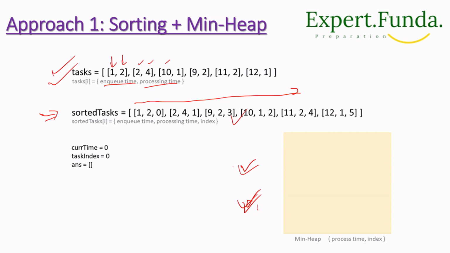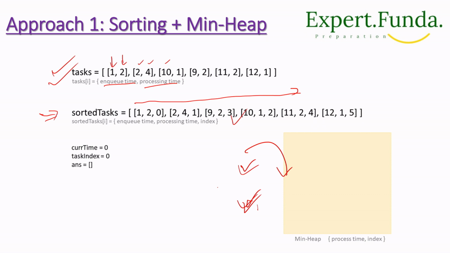And logarithmic time. Okay, so the flow of our approach is something like this: we will insert all the currently available tasks in the min heap, then pick the task with the shortest processing time, and then increase the current time by the processing time of the selected task, right?